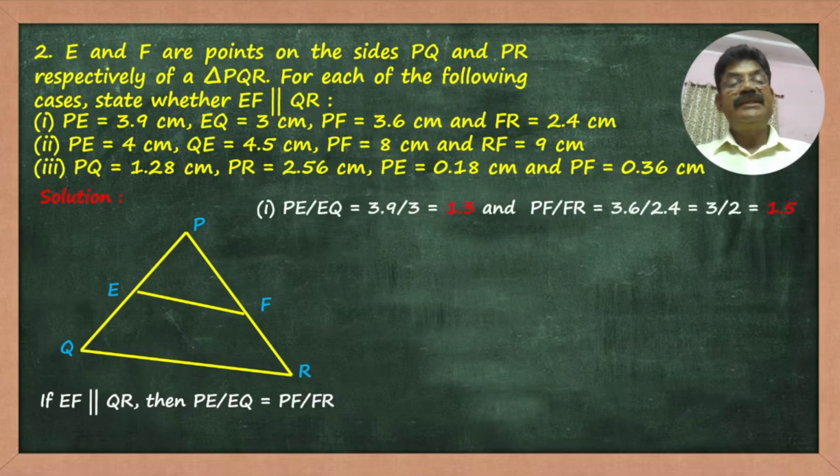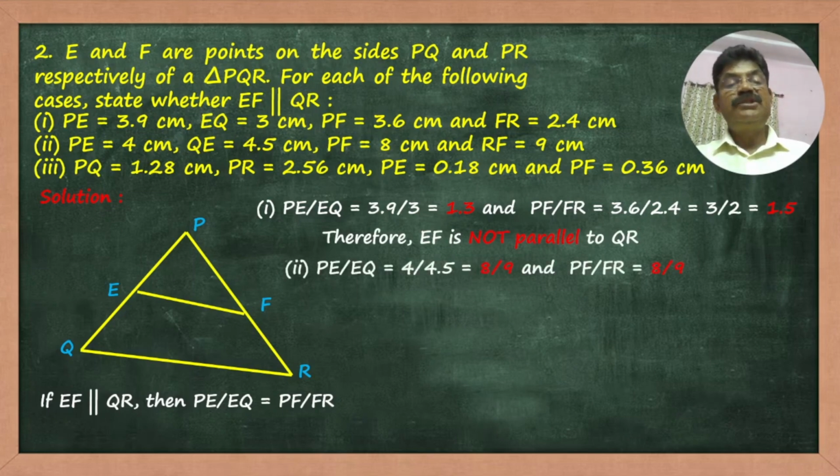Let us consider the first case. PE divided by EQ is equal to 3.9 divided by 3, which is equal to 1.3. And PF divided by FR is equal to 3.6 divided by 2.4, which is equal to 1.5. Therefore, in the first case, EF is not parallel to QR. Now, let us go to the second case. PE is equal to 4, EQ is equal to 4.5, PF is equal to 8, and RF is equal to 9. When you find the ratio, both are equal to 8 by 9. Therefore, in this case, EF is parallel to QR.